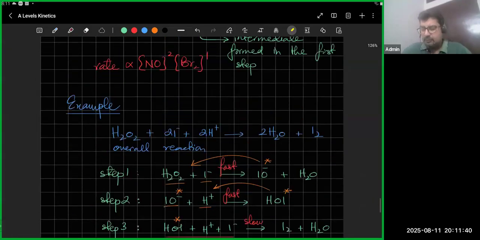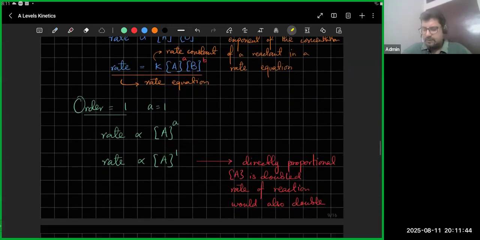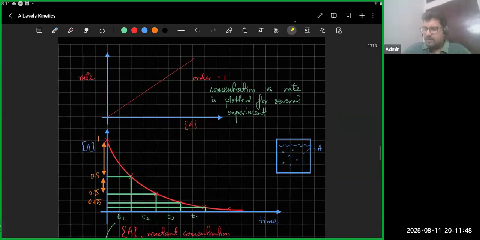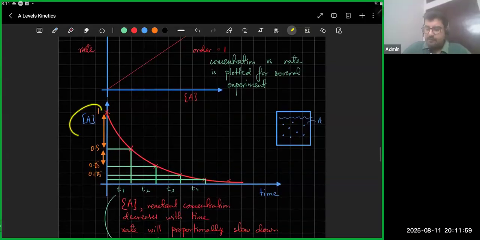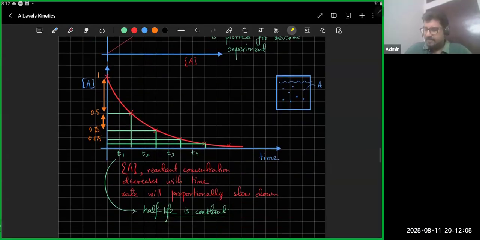So I'm just going to recap the whole chapter. There was order of reaction and there were relationships. Order one was that you increase the concentration of A, the rate increases. Rate was dependent on A's concentration. If you track A's concentration with respect to time, if it decreases, the reaction slows down, so it takes longer and longer. So the half-life remains constant.